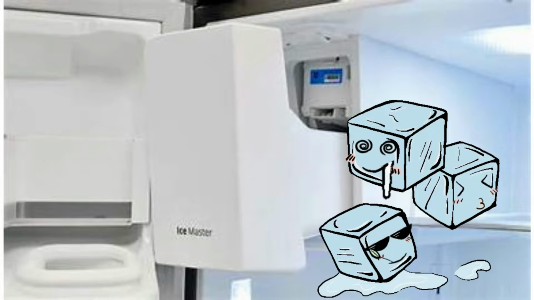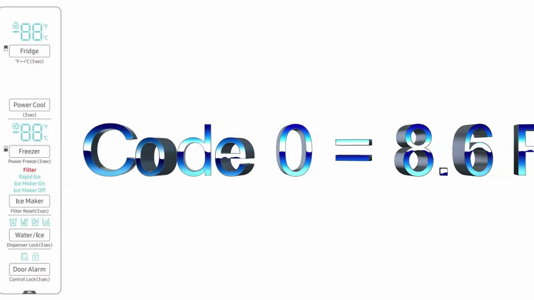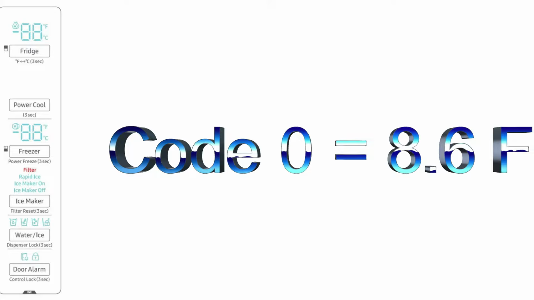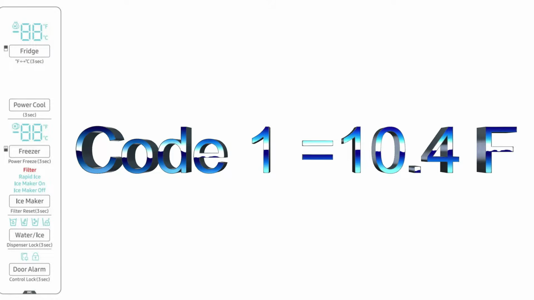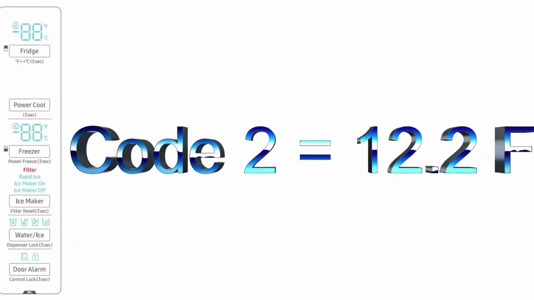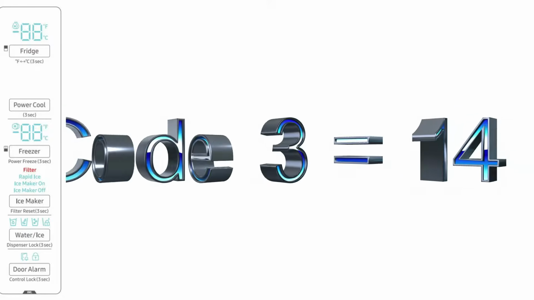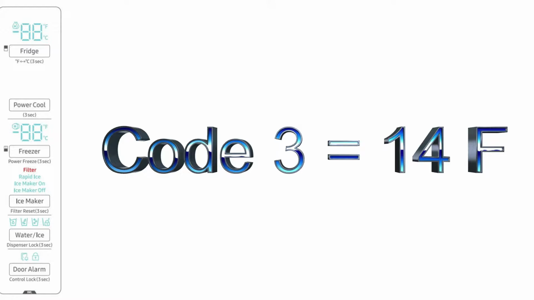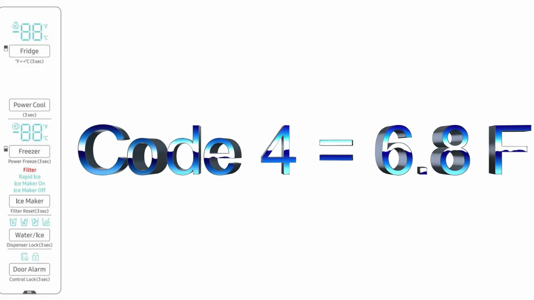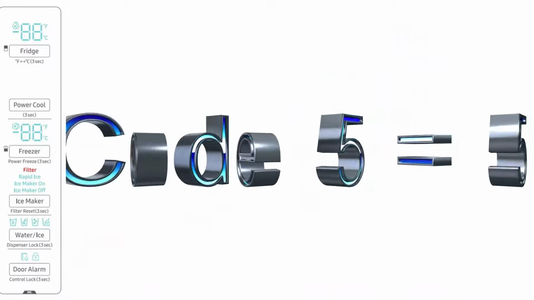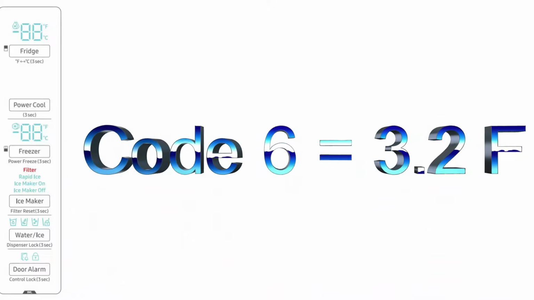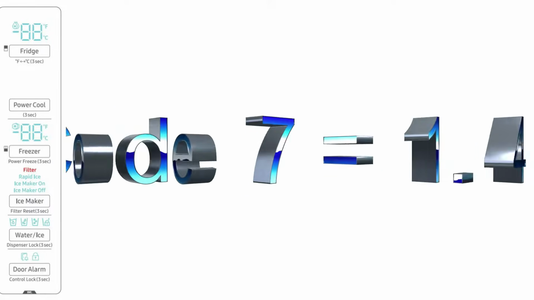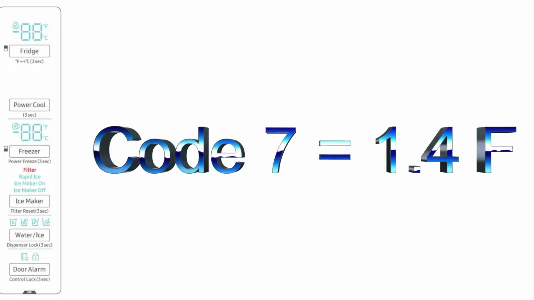So now let's go over all the codes and what they mean. So code 0 means you'll change it basically to 8.6 Fahrenheit. Code 1 is 10.4 Fahrenheit. Code 2 is 12.2 Fahrenheit. Code 3 is 14 Fahrenheit. Code 4 is 6.8 Fahrenheit. Code 5 is 5 Fahrenheit. Code 6 is 3.2 Fahrenheit. And code 7 is 1.4 Fahrenheit.